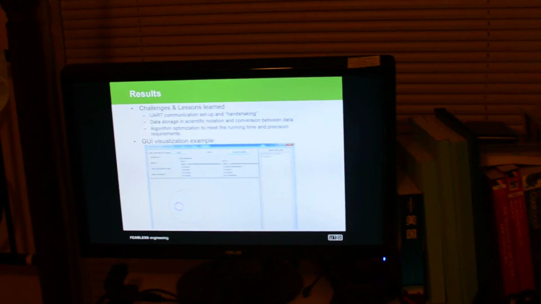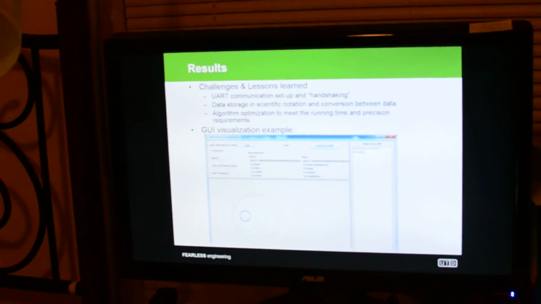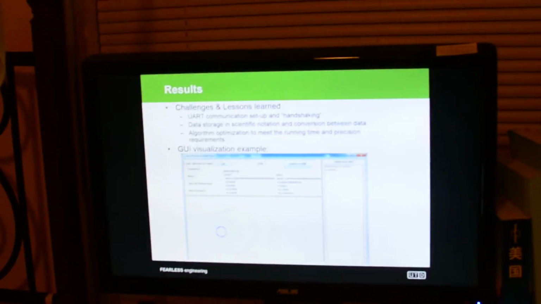And then we also wrote our own scientific notation arithmetic code to deal with the calculation. And as mentioned above, we use float variables instead of double to optimize the algorithm. The GUI visualization is as shown in the graph.